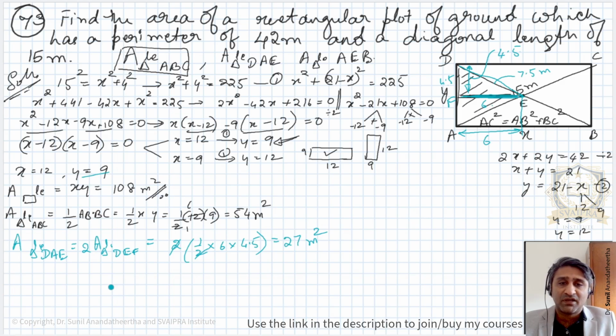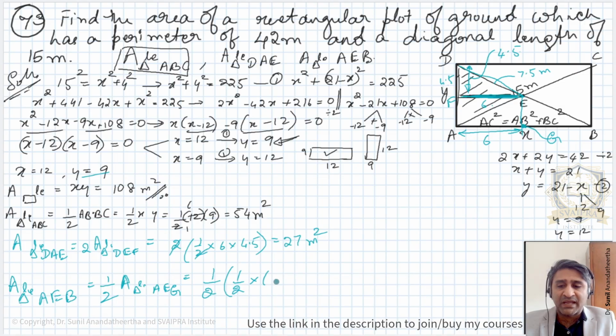Now let's find, in a similar fashion, the area of the triangle AEB. If I call this point G, then it's going to be 2 times the area of the triangle AEG, and this is just going to be half times the base. The base of this triangle is 6 anyway, because it's half of the entire x. Multiplied by the height, which is again half of the entire height, 4.5.